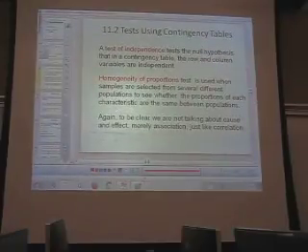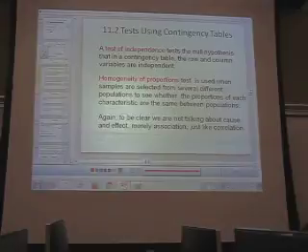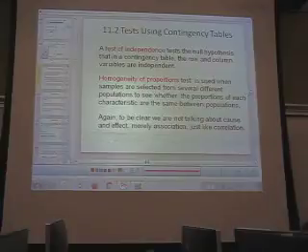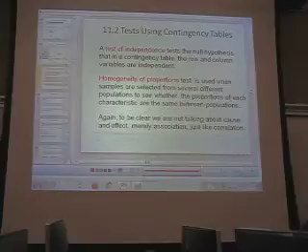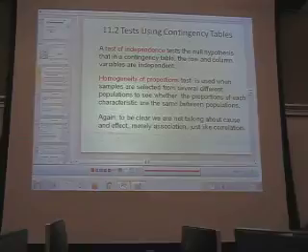Zach, go ahead and read. A test of independence tests the null hypothesis that in a contingency table, the row and column variables are independent. Homogeneity of proportions test is used when samples are selected from several different populations to see whether the proportions of each characteristic are the same between populations. Again, to be clear, we are not talking about cause and effect, merely association, just like correlation. We're not saying one thing causes the other one. We're saying, are they correlated or not?